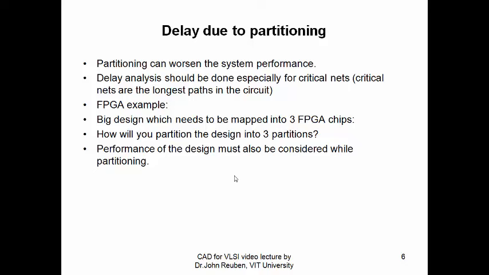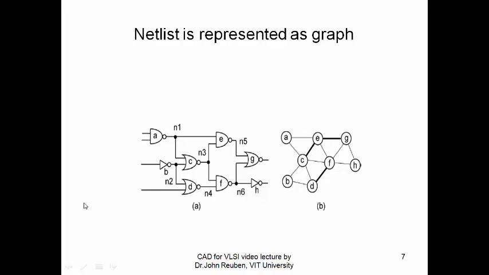That is a big question, and we must make sure that the performance is not compromised. In fact, the performance must also be considered while partitioning. I'm just saying this because we can't do partitioning just blindly trying to minimize the cut set. There might be some critical net which is cut across a partition which we may have to avoid. And when you do partitioning, usually a gate level netlist is represented as a graph. The gates are represented as nodes, and the interconnections between the gates are represented as edges.